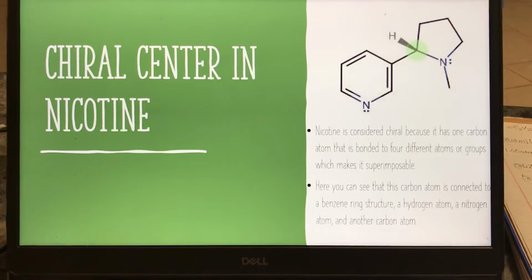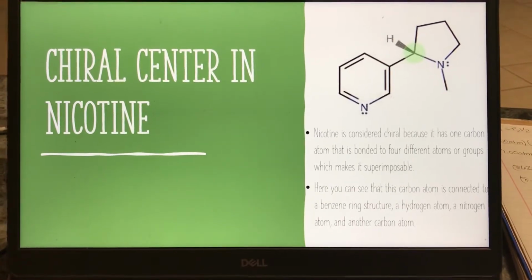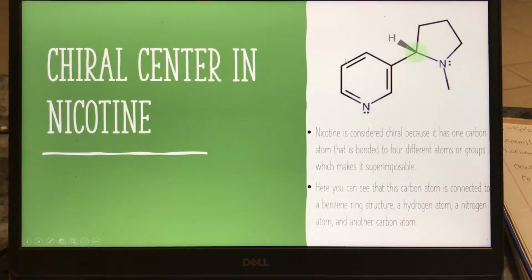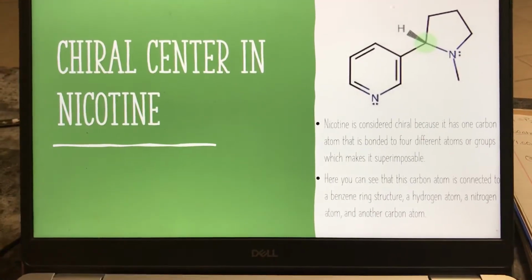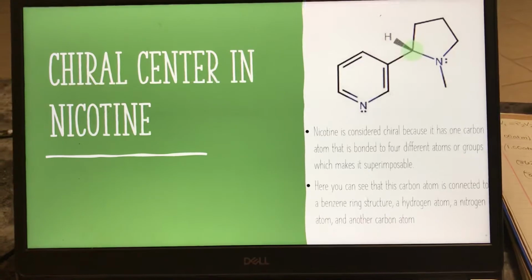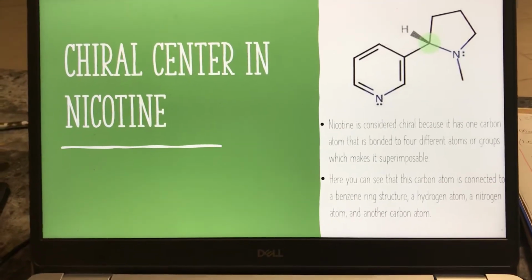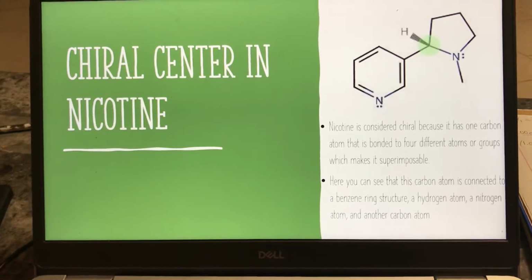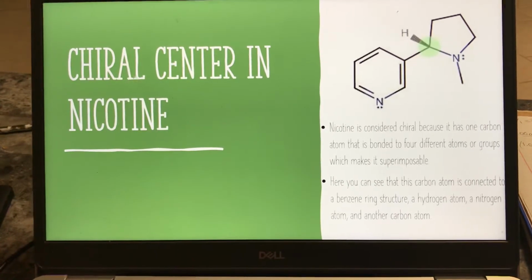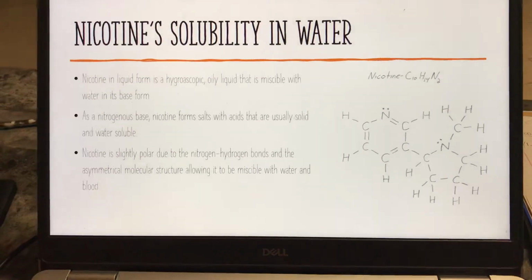The chiral center in nicotine is located right here where that green dot is. Nicotine is actually considered chiral because it has one carbon atom that is bonded to 4 different atoms or groups, which makes it non-superimposable. Here you can see that this carbon atom is connected to a benzene ring structure, a hydrogen atom, a nitrogen atom, and another carbon atom.